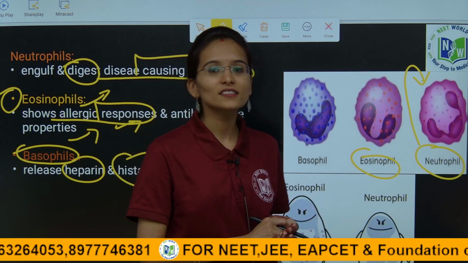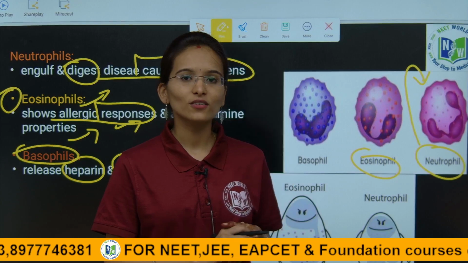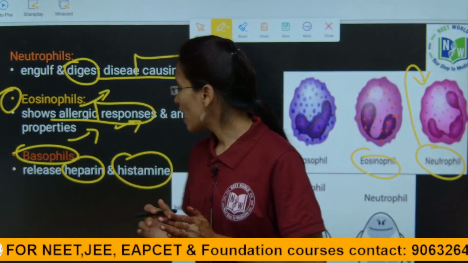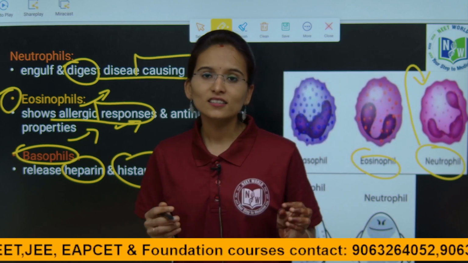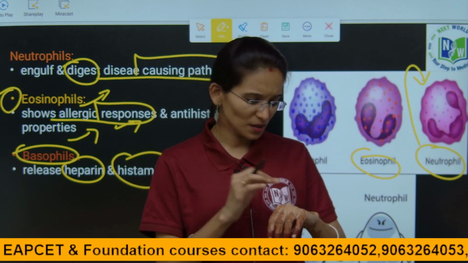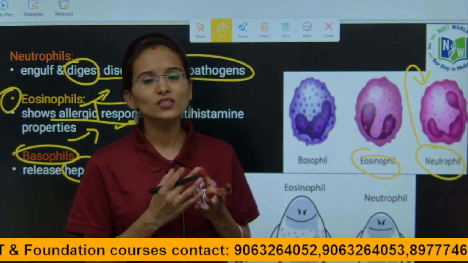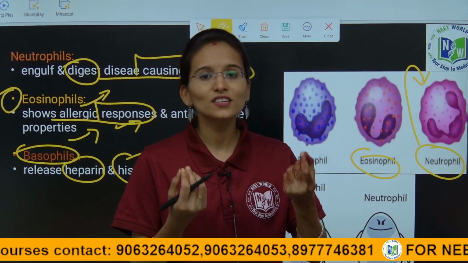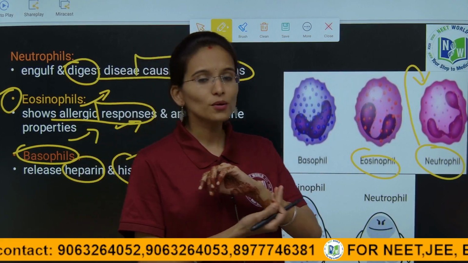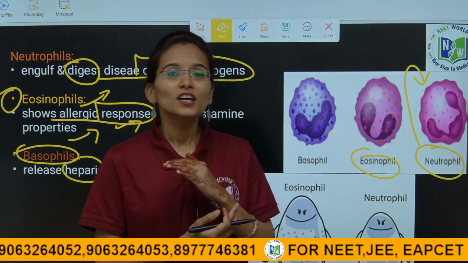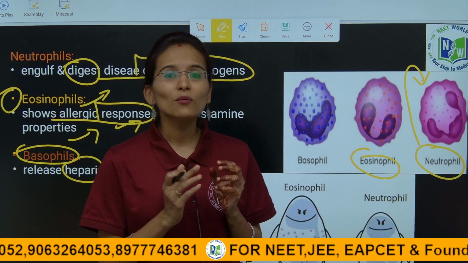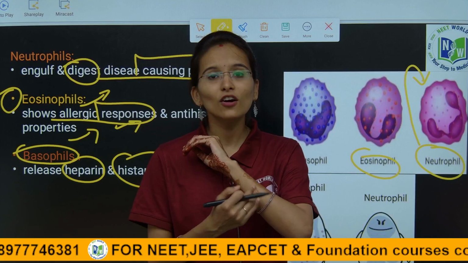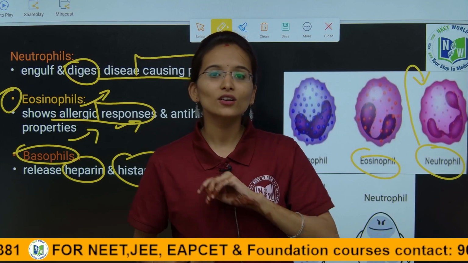Coming towards the basophils, they are going to release heparin and histamine. What are heparin and histamine? Heparin is an anticoagulant, in the sense it is going to stop the blood clot. And histamine, see here students, when a mosquito bites or when any injury occurs to our body, for example on your hand, at that time inflammation takes place. Why does that inflammation occur?